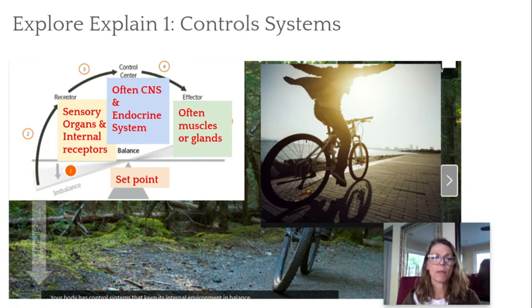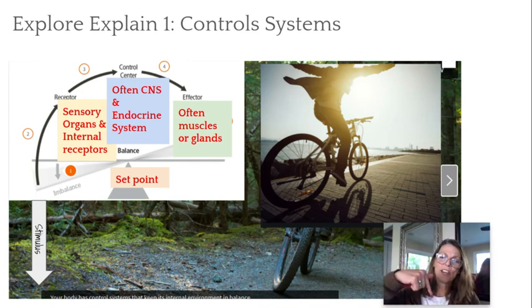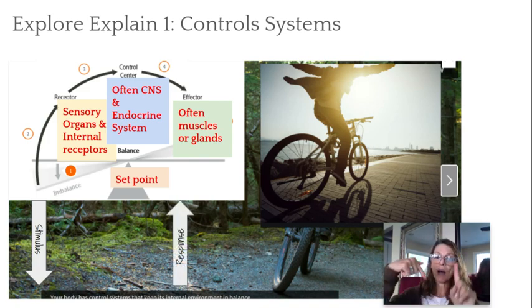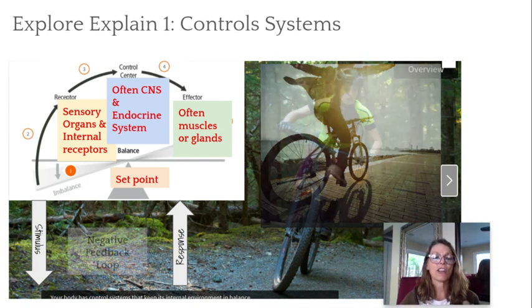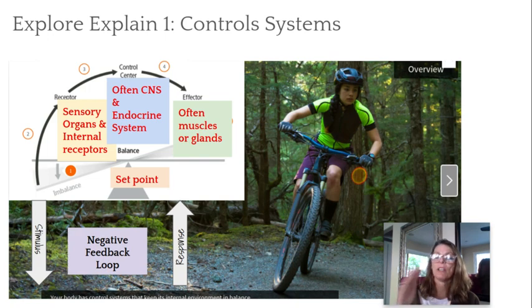So in this example, the stimulus pushed you out of balance in one direction, and the response puts you back in the opposite direction. When the response is in the opposite direction as the stimulus, that type of mechanism is called a negative feedback loop, to help keep you in a constant environment.